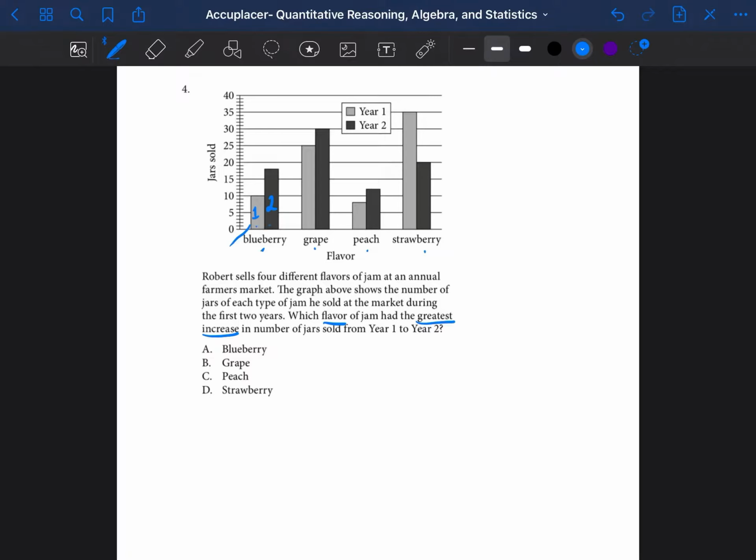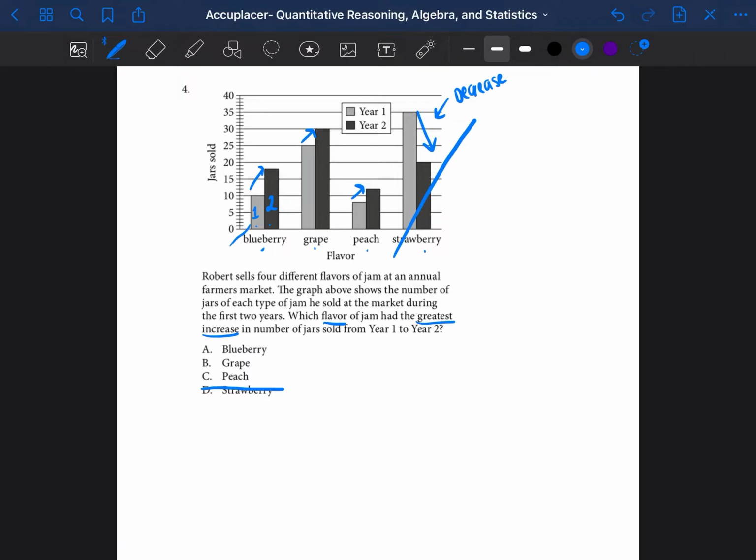So if we look at this blueberry, it's increasing. So we know that's an increase. Grape is increasing. That's an increase. Peach is increasing. That's an increase. But the strawberry is going from high to low. This is a decrease. And so we know that we do not have to take this information into account because it will not be the answer because it is not increasing, it's actually decreasing. So we already know that the answer is not going to be strawberry.